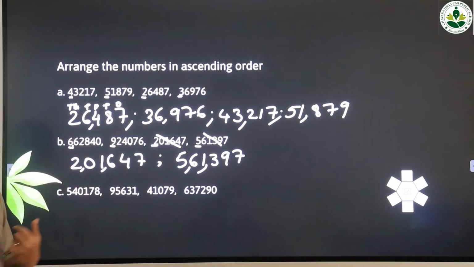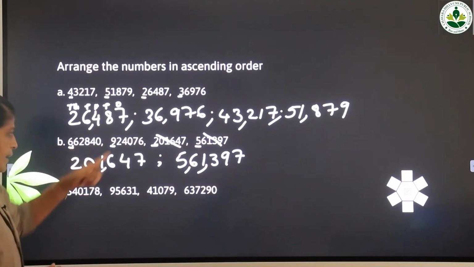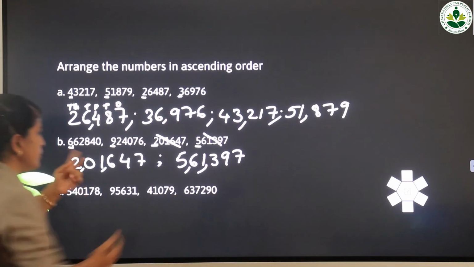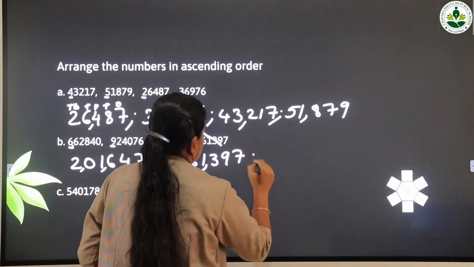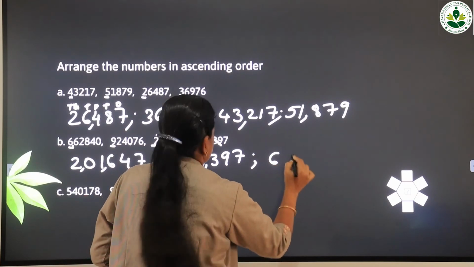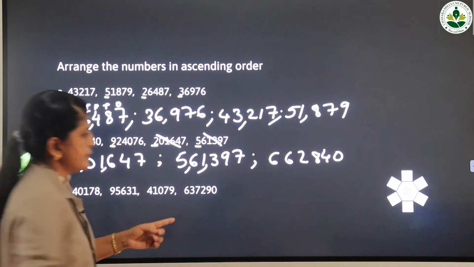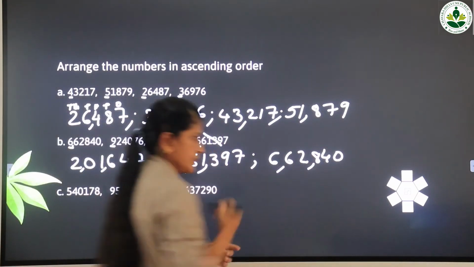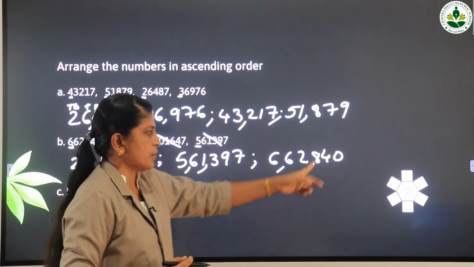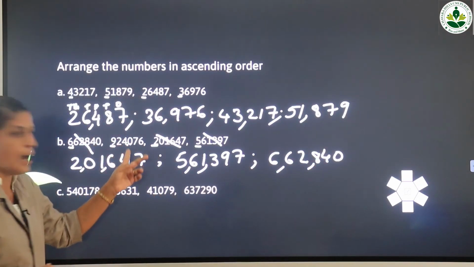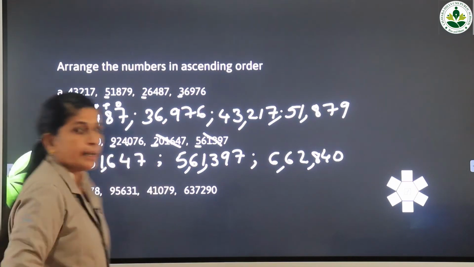Then two more numbers are remaining. Compare the two numbers. To compare, the first digit in the leftmost place is 6 and 9. 6 is the smaller number. Therefore, that will be the next smallest number. Okay, how do you read? For that, put the commas. 6,62,840 is the next number, and this number is the last one. That means that is the biggest number.